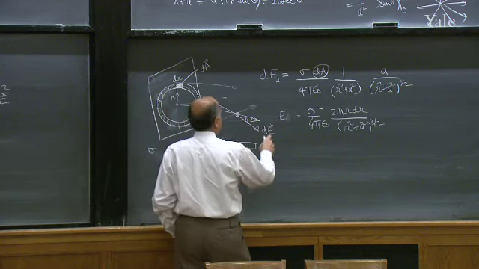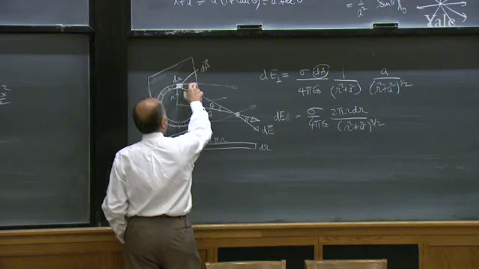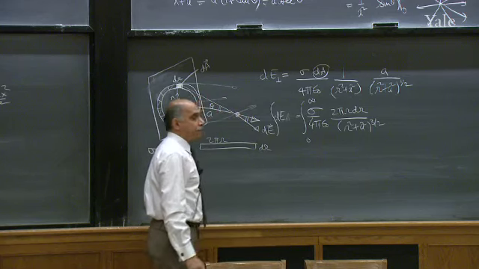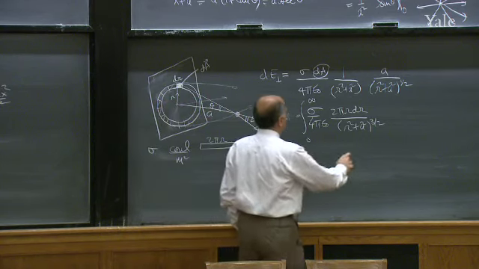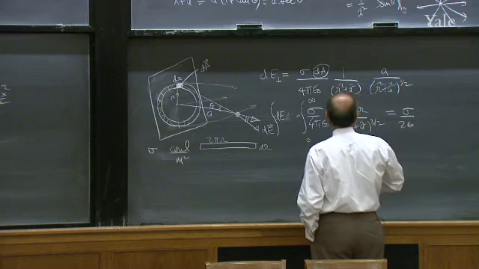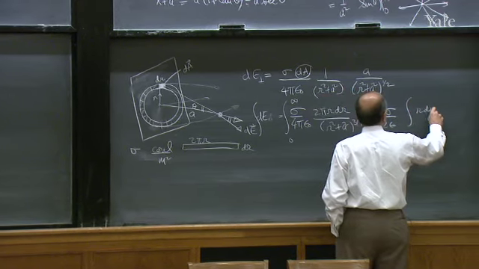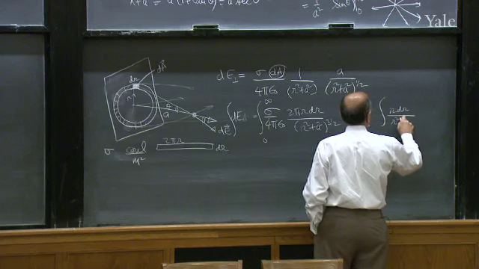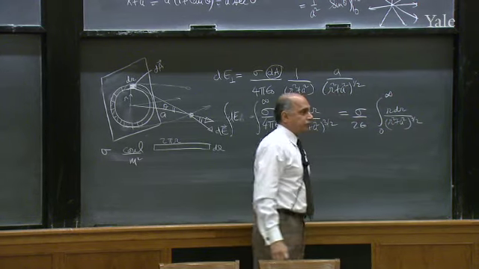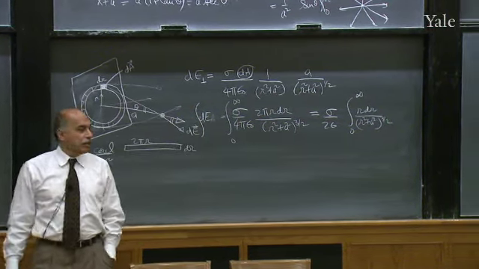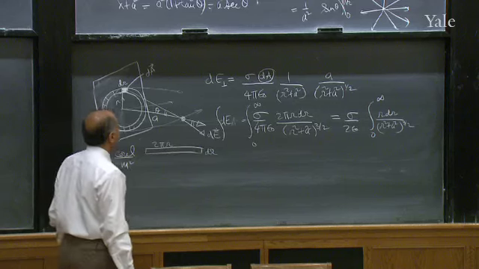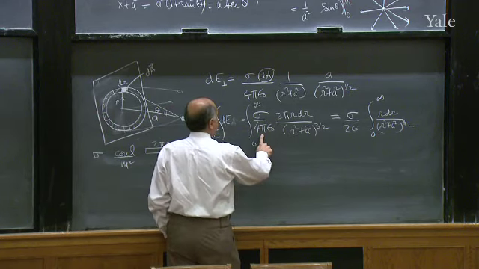But now, this is the dE due to an annulus of thickness dr. Then I got to integrate over all values of r, but r goes from 0 to infinity. So I have here sigma over 2 epsilon 0 times r dr divided by r squared plus a squared to the 3 over 2, from 0 to infinity. Did I miss a pi? Shouldn't it be sigma over... Oh, that is a 2 pi here, so 2 epsilon 0.